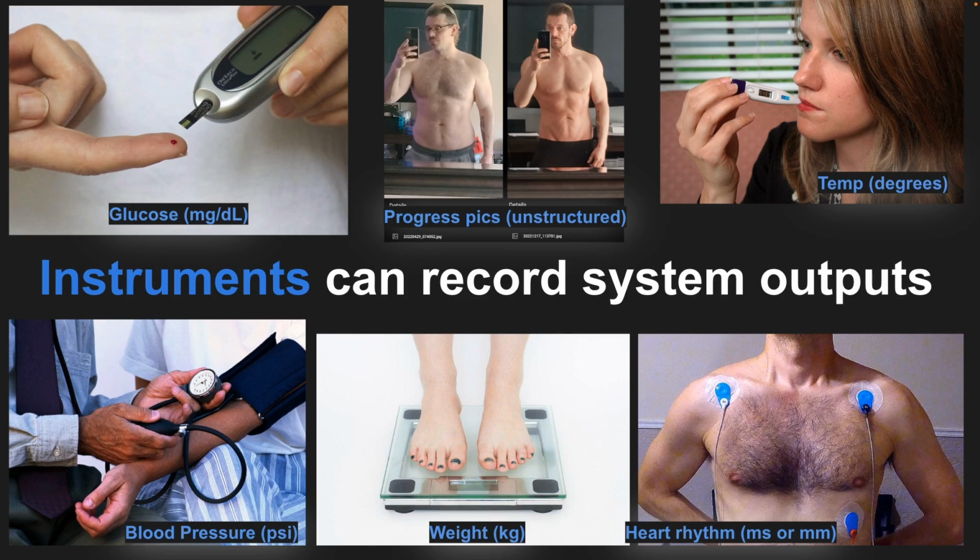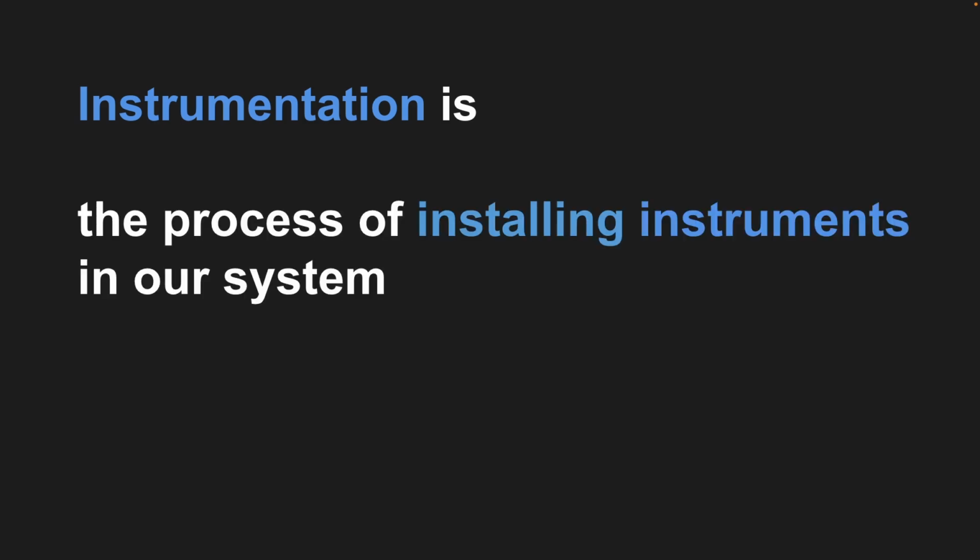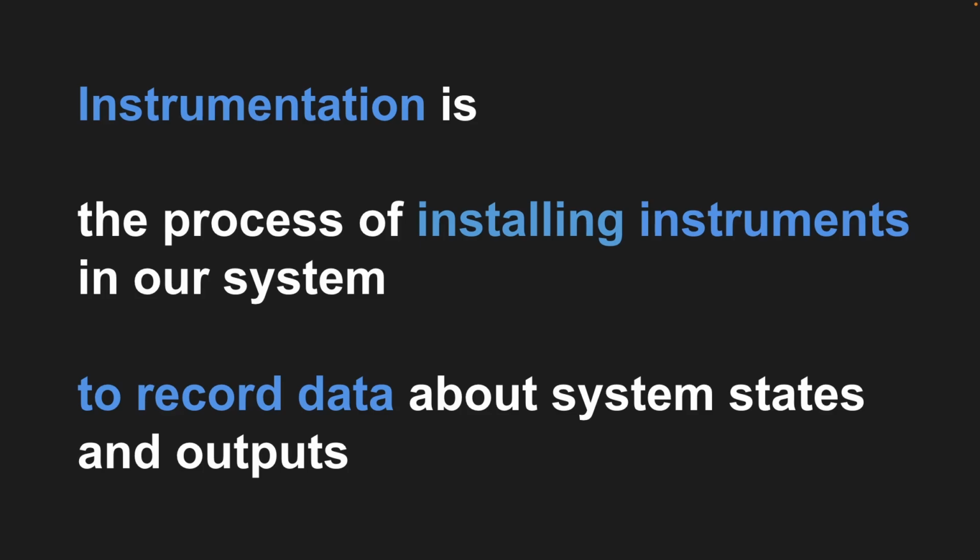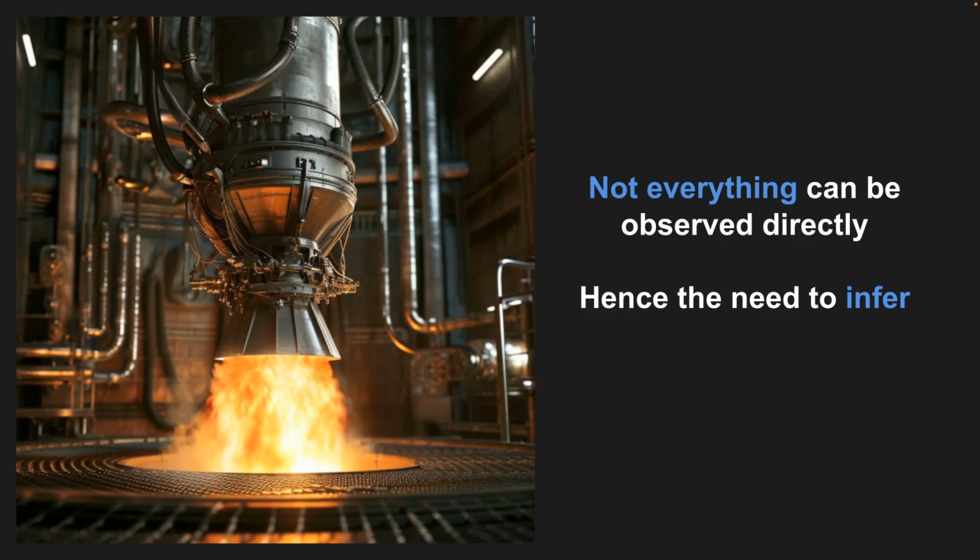All right, so instruments help us record system outputs and system states. Instrumentation is the process of installing instruments into our system to record the data about the system states and outputs. So if you want to start recording information about a system, then you should instrument that system, or in other words, you should install instruments into the system. Now, not everything can be observed directly via an instrument, hence the need to make inferences.